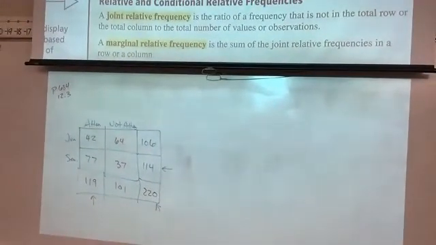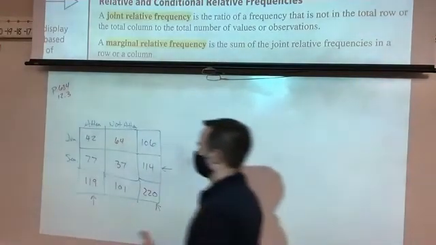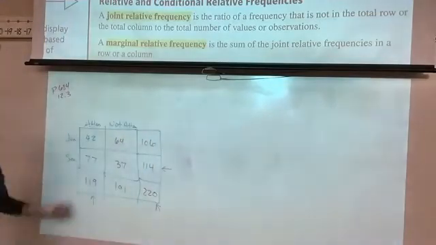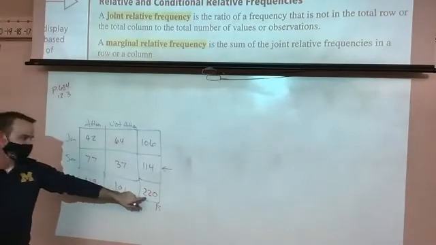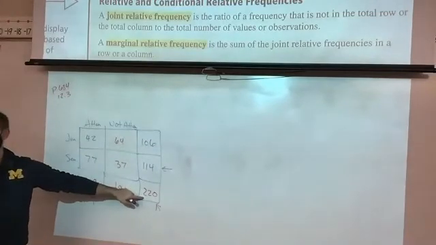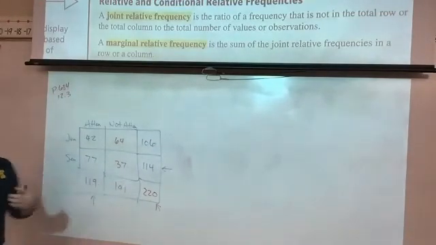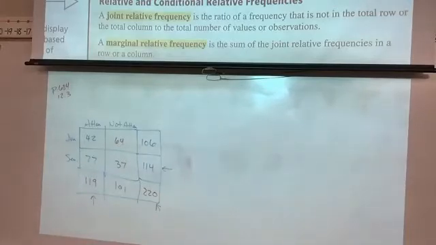We're looking at relative frequencies: the joint relative frequency and the marginal relative frequency. Basically, all we're doing is dividing each number in our table by the total. We're taking each one of these numbers and dividing by that bottom right-hand corner, the 220 in this case. It's going to be a decimal.